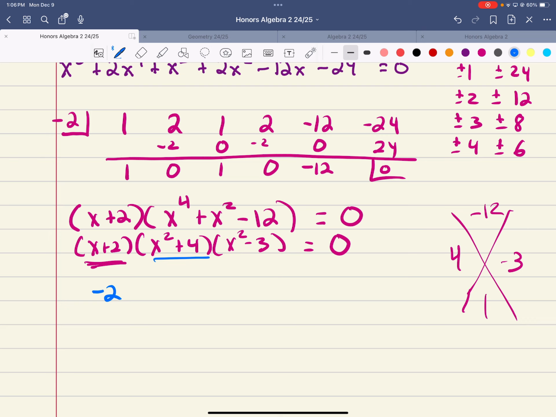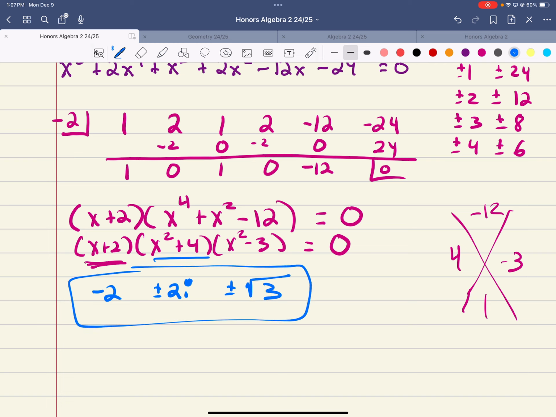Plus or minus 2i? Subtract 4 from both sides, take the square root. Square root of negative 4 is 2i, so plus or minus 2i. And then plus or minus radical 3.